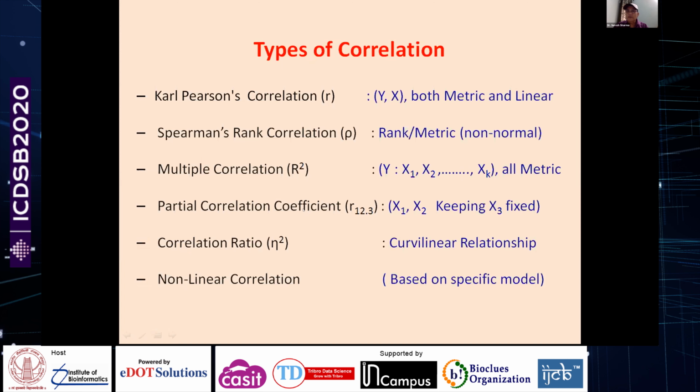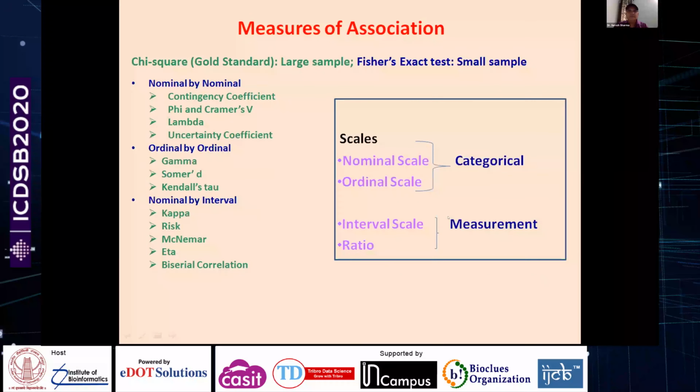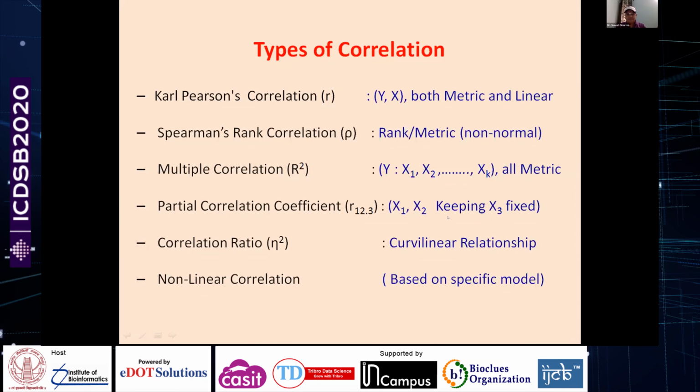Then there is a partial correlation coefficient also. What is a partial correlation? Partial correlation means correlation between two variables, but it may be affected by some other variable which you need to control. For example, if somebody is looking at a relationship between age and blood pressure, but there may be smokers and non-smokers in your data, you need to control the effect of smoking before looking into the actual relationship between age and blood pressure. For that purpose, we use what is called partial correlation.